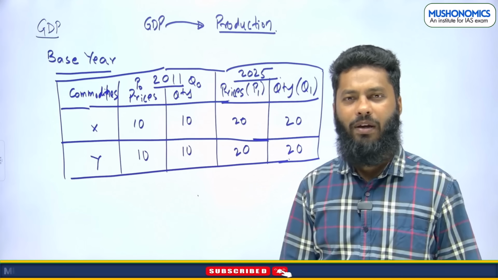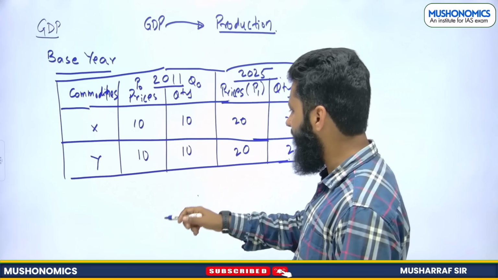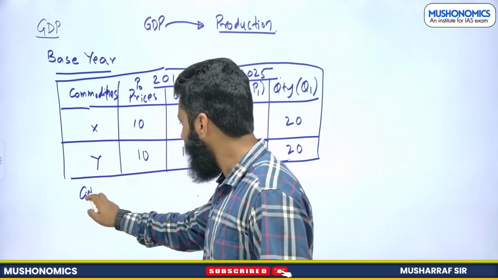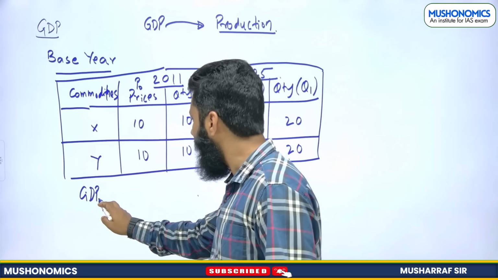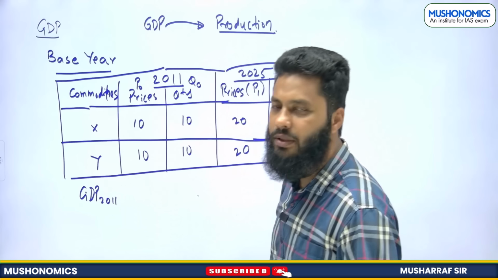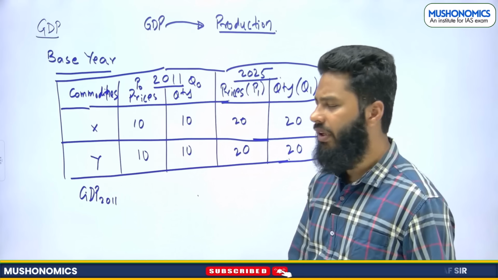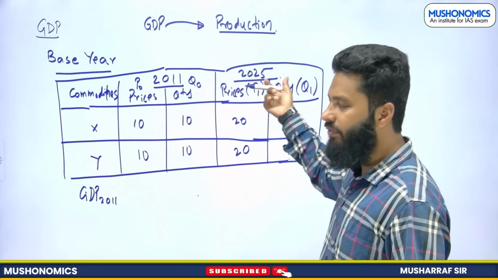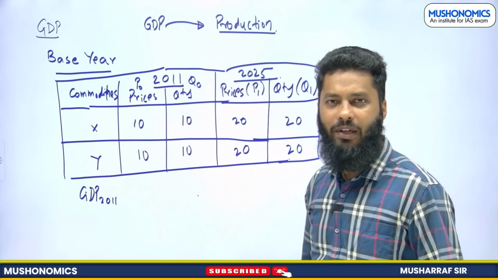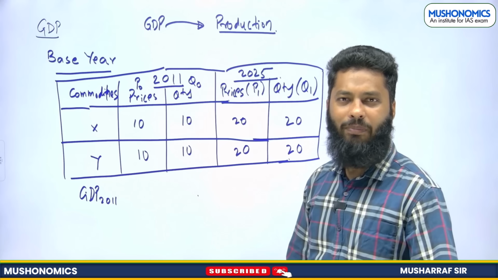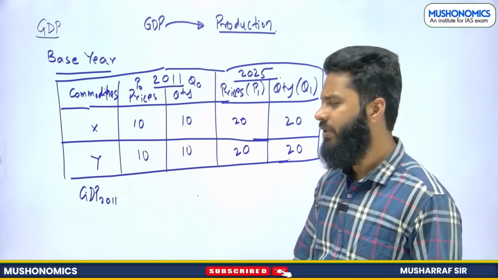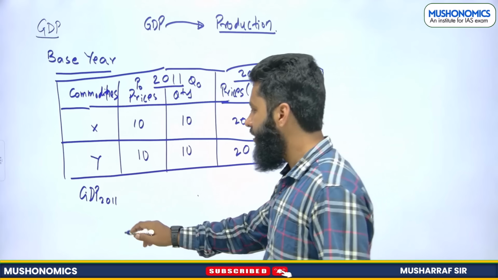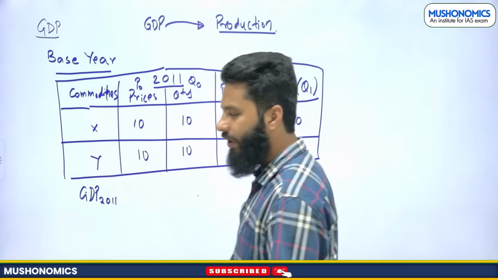right? Now, when we are calculating GDP, suppose we are calculating GDP of year 2011, right? GDP of the year 2011. We have kept it simple. Otherwise, financial year we write like 2011-12, 2025-26, right? Like this we write because it starts from 1st of April and ends on 31st of March. But to keep it simple, we are writing GDP of the year 2011, right?